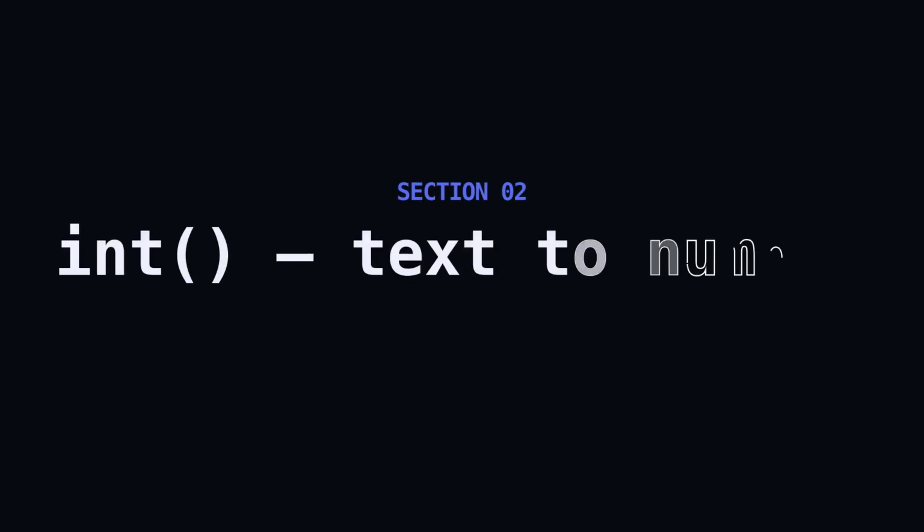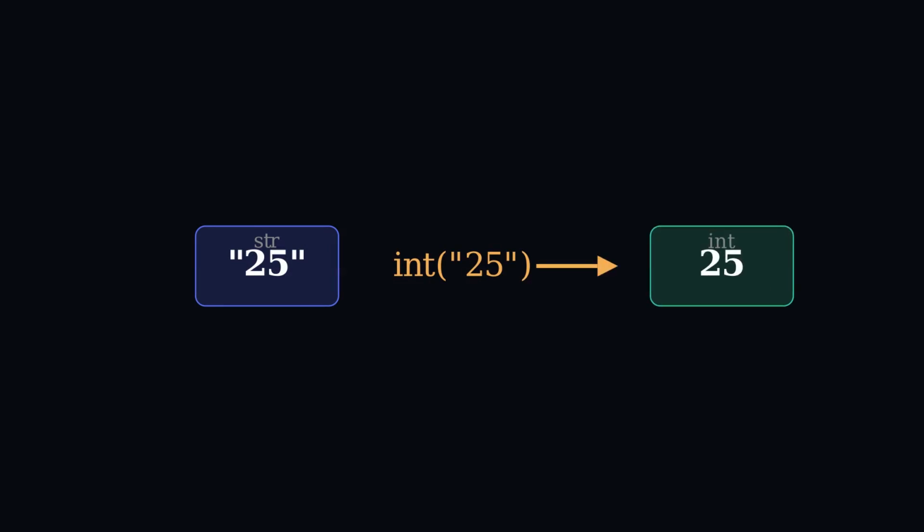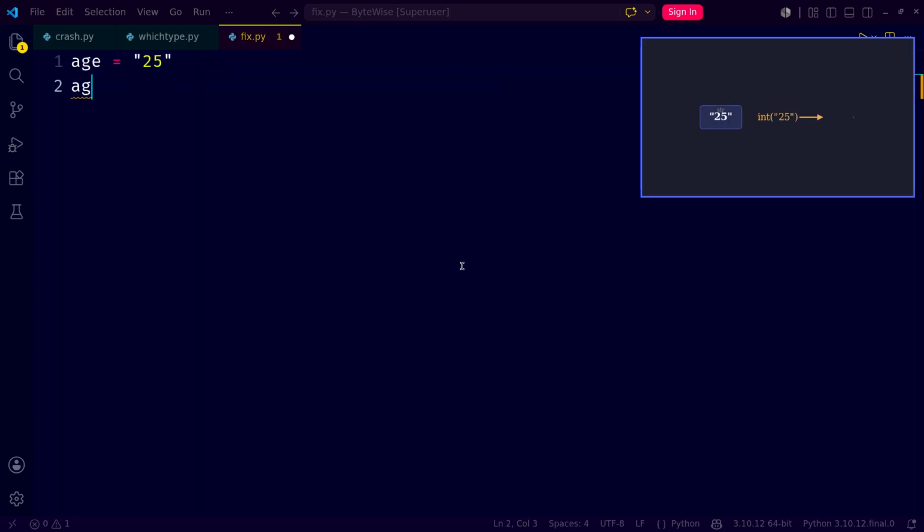So here's the fix. The int function takes a string and hands back the number it represents. Feed it the string 25, and you get the integer 25, a real number you can do math with. Think of it as int reading the text and understanding it as a quantity. The characters 2 and 5 become the actual value 25. Let's rescue the broken program.